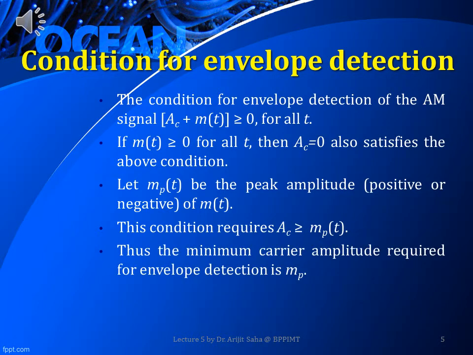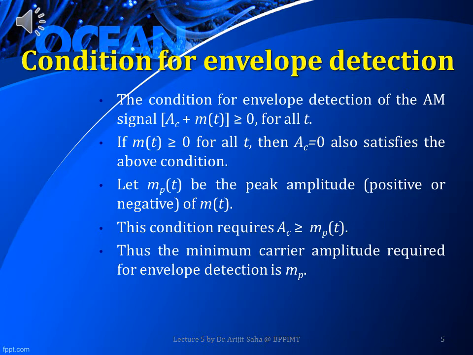Now, if we want envelope detection to take place for amplitude modulated waves, then we have to follow certain conditions. The first condition is that for all t, A_c + m(t) should be greater than or equal to 0. If m(t) is greater than or equal to 0 for all t, then A_c equal to 0 also satisfies the above condition, but it is not always the case. So we have to follow A_c + m(t) ≥ 0.